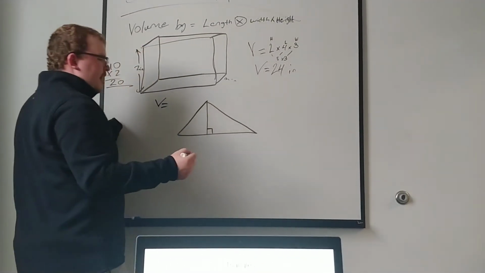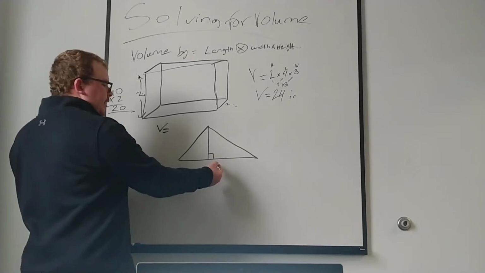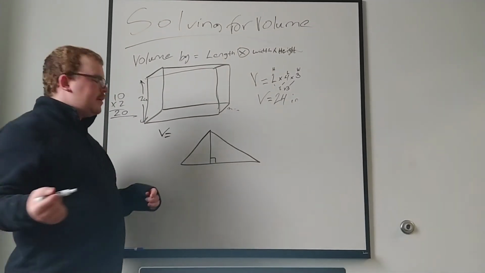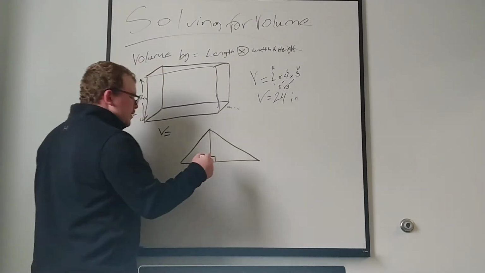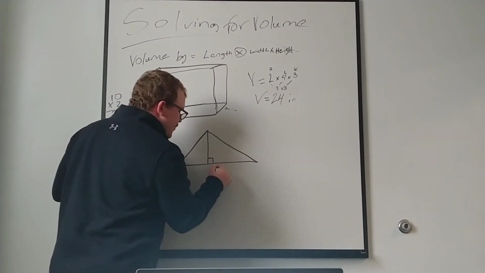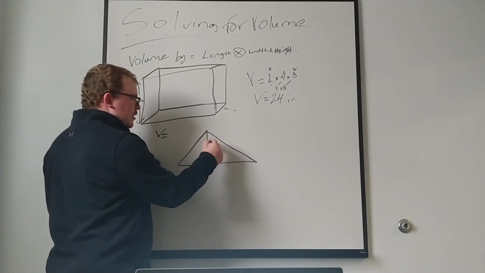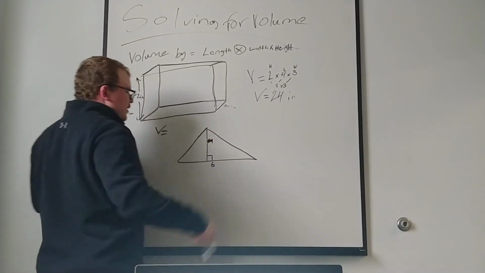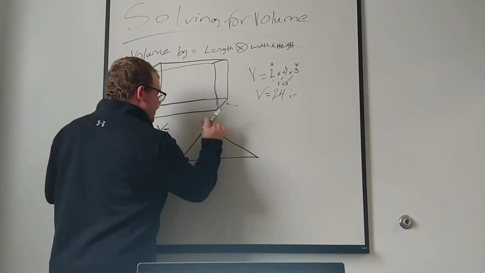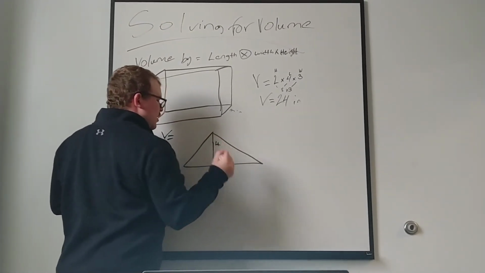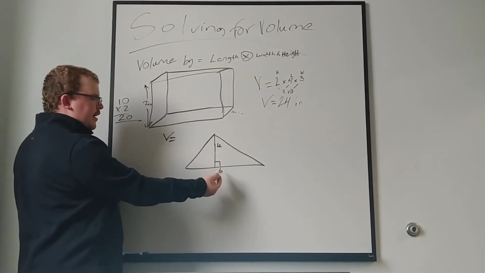Does anybody know why I drew this down here? Correct. It's a right angle from what we learned last time. So down here, this is called the base, and this is our height. Let me give you a better H than that. So this is our height, okay?